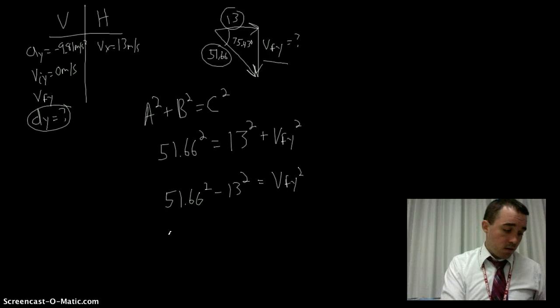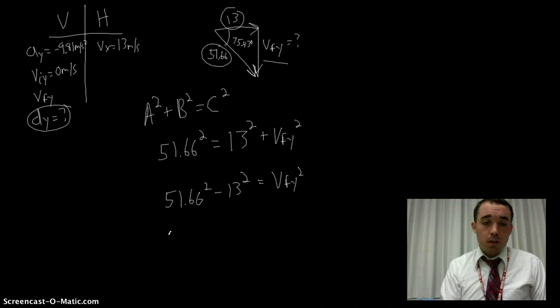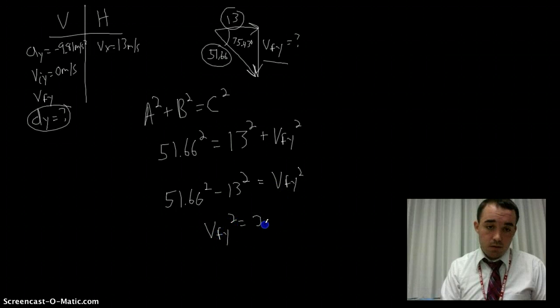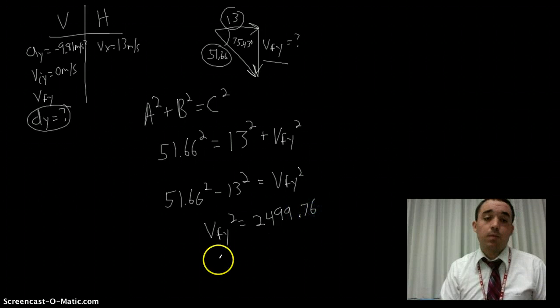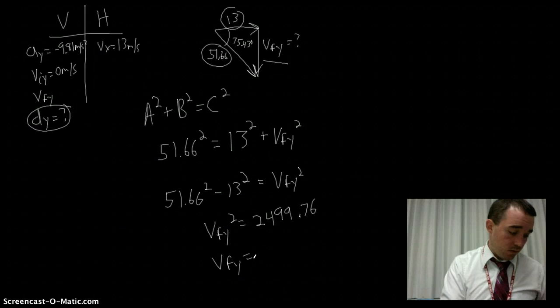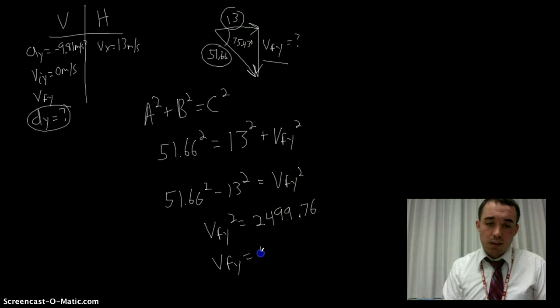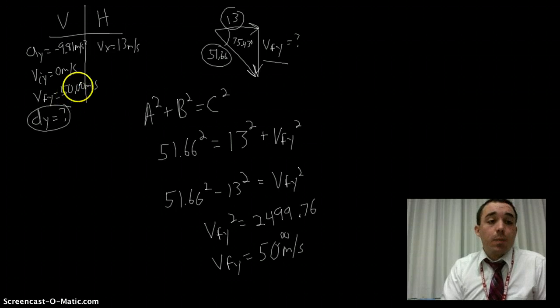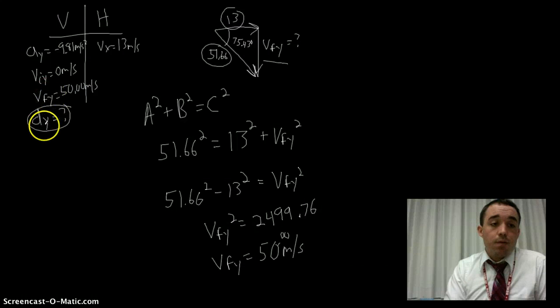So I turn to my calculator. 51.66 squared minus 13 squared is going to be a VFY squared of 2499.76. Take the square root, I get a VFY of 49.997, which I can round right up to a nice even 50.00 meters per second. So my VFY is 50 meters per second.